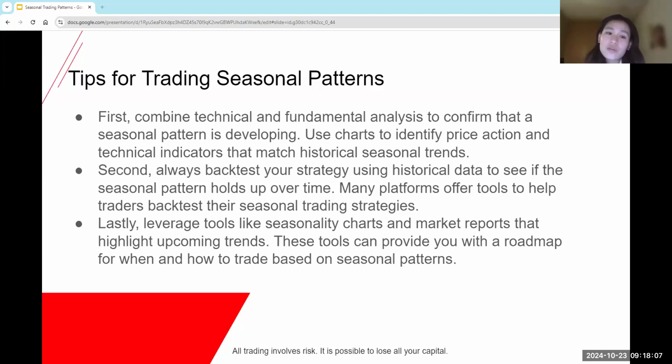And secondly, is to always backtest your strategy using historical data to see if the seasonal pattern holds up over time. Many platforms offer tools to help traders backtest their seasonal trading strategies.